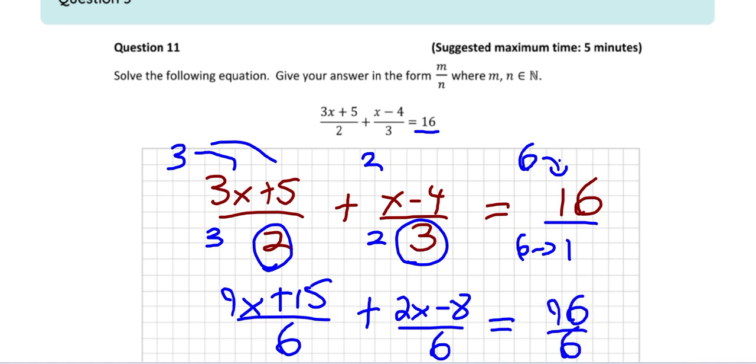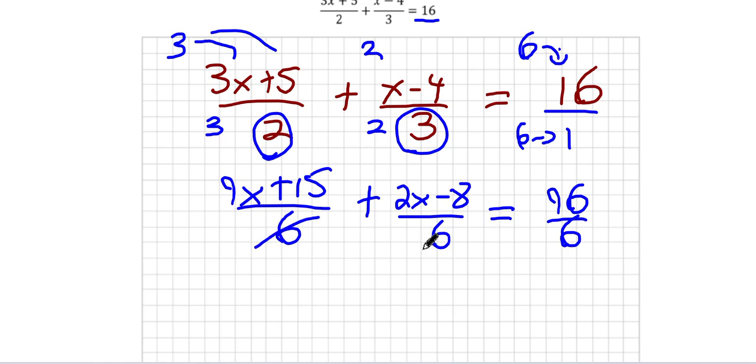And what, you cancel out the 6's? Yeah, you cancel out. So what do you get then? 9x plus 2x. 9 plus 2. €9 and your mate owes you 2. 11. You have 15 but you owe your mate 8. 15 take away 8. 7.